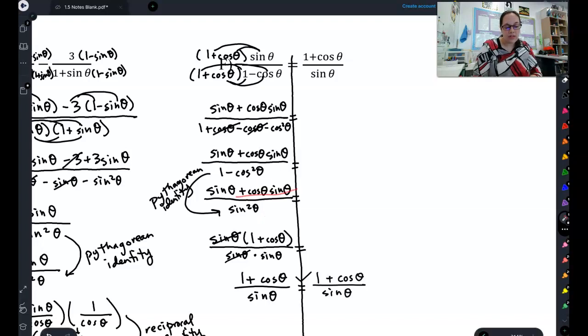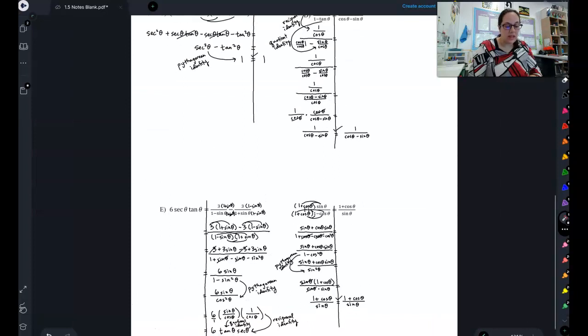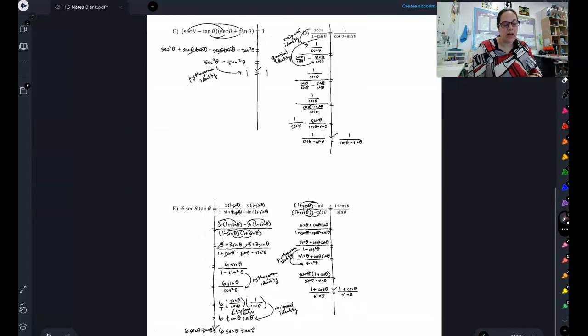Then I noticed that the top has a sine in common. So if I pull that sine out of what they have in common, then I can split my sine squared up as sine times sine, and I can cancel a sine on top and bottom. And when I do that, I am left with this, which matches my right-hand side. That's what I wanted.